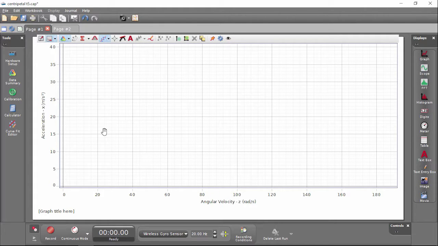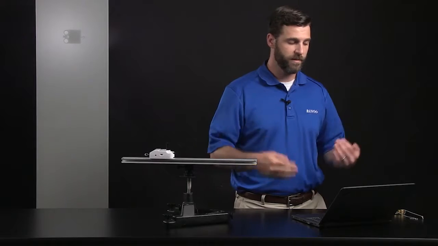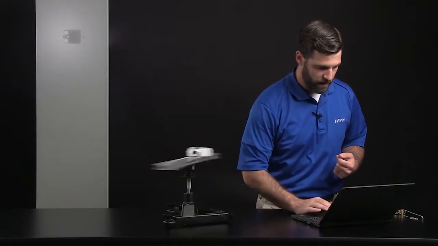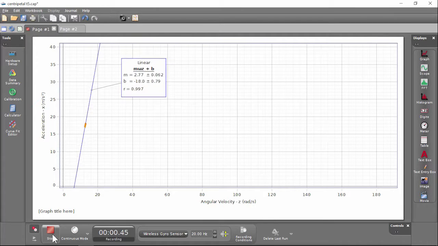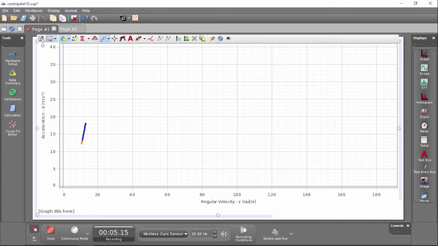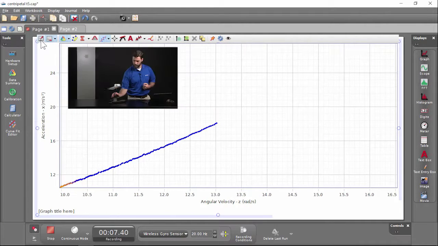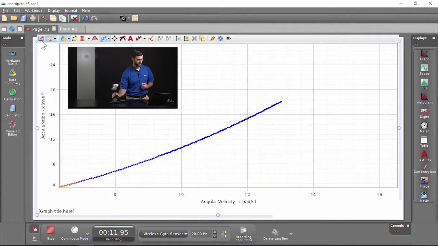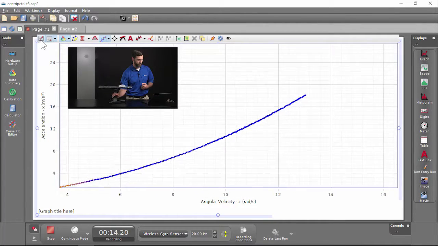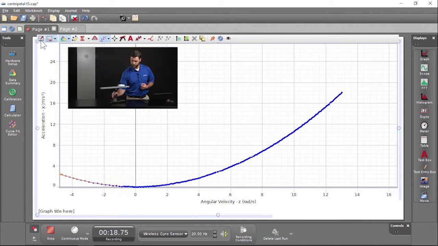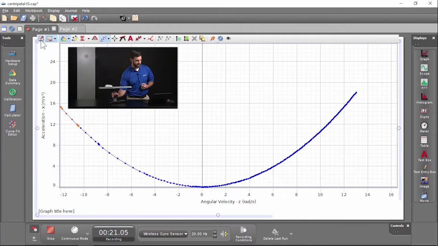Okay, so I have a Capstone file set up here that shows acceleration in the X direction versus angular velocity in the Z direction. To establish this relationship, we'll just go ahead and spin the stage here and record some data and see what it looks like. Zoom in, and I'm going to pinch the axle here just to slow it down, to help speed things up a little bit. And in fact, when it gets to 0, I'm going to use my hands to spin it the other direction and slow it down again.